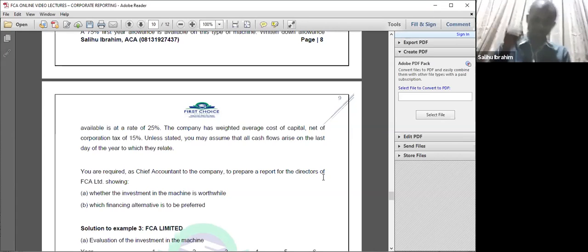Then, for every machine you buy, you are the owner of the machine. Therefore, you can charge capital allowance. It means that capital allowance is a relevant cash flow for financing through bank loan. I believe you are jotting this down.